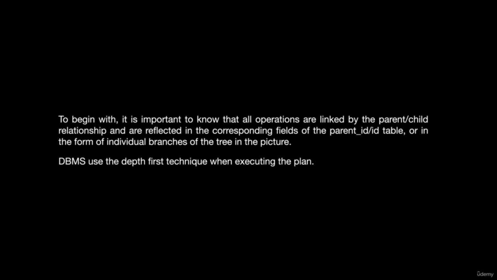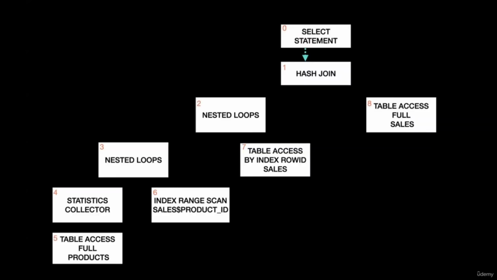Now let's go through the steps in consecutive order. Start at the top of the plan again. Select the operator with depth equals 0 and go down to the first leaf. This is an access to a table with a full table scan of products, depth equals 5. And we pass the data to the top, to ID equals 4. Statistics collector ID equals 4 buffers rows from the first step of the execution plan.